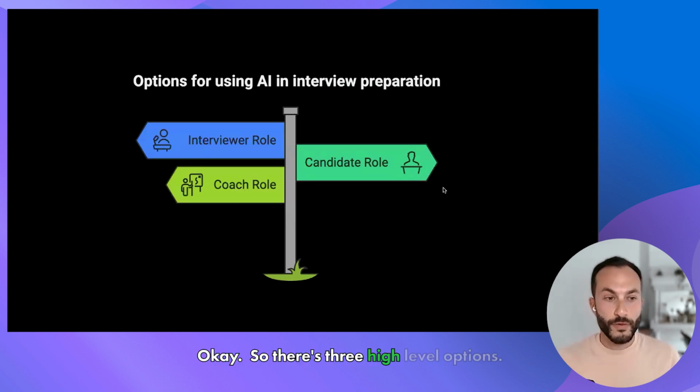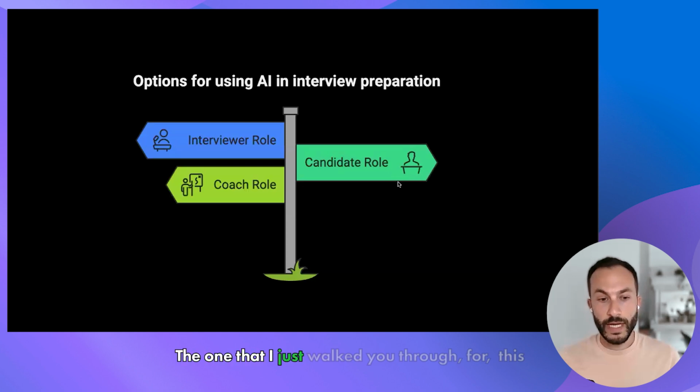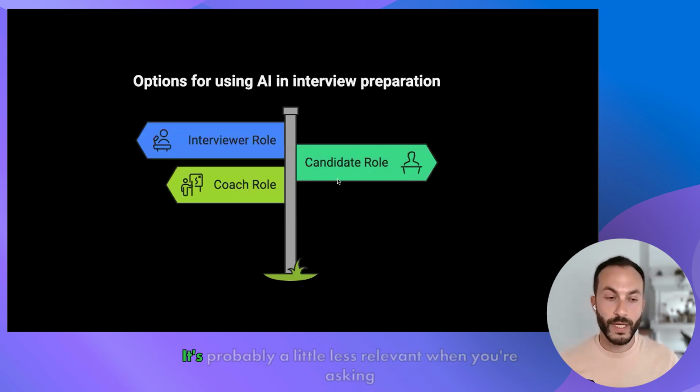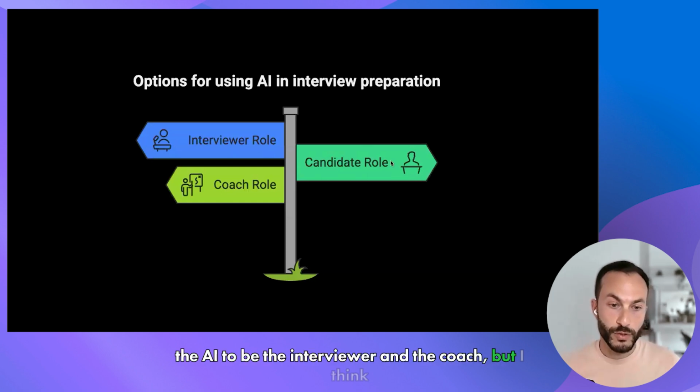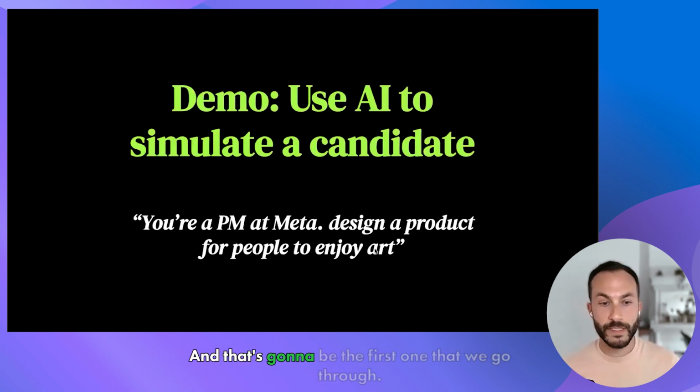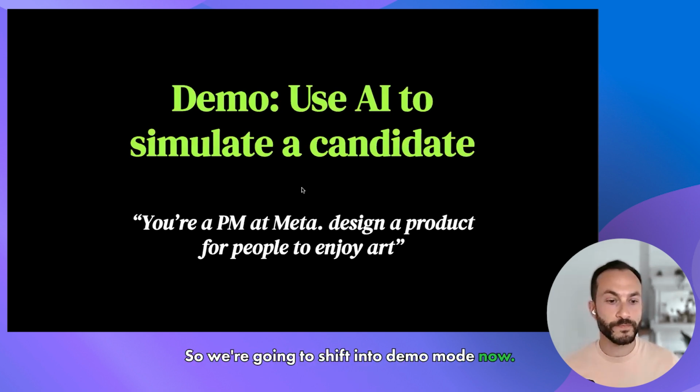So there are three high-level options. The one that I just walked you through on the previous slide is mostly for when you're using the AI to simulate the candidate. It's probably a little less relevant when you're asking the AI to be the interviewer and the coach, but this is one that I'm particularly excited about, and that's going to be the first one that we go through. So we're going to shift into demo mode now.